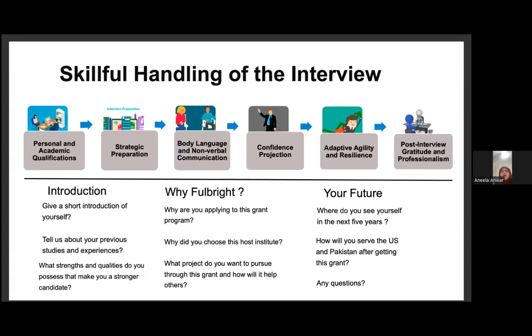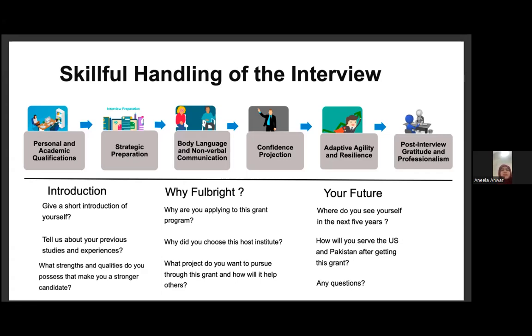I still vividly remember after my Fulbright interview, when I came back and was sitting in the car talking to my husband, I said, I don't know what the outcome will be, but I gave it my 100%, and I am 100% satisfied. I did everything with full confidence, energy, and enthusiasm in the 5 minutes they gave me. And Alhamdulillah, I got selected for this scholarship on my first attempt.